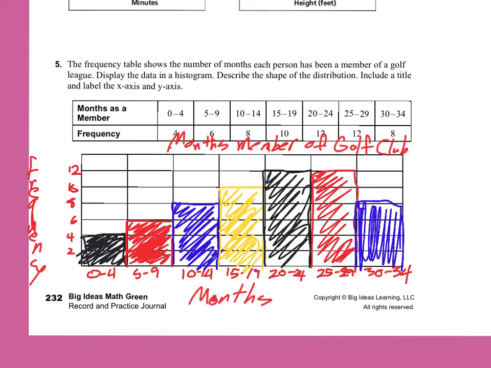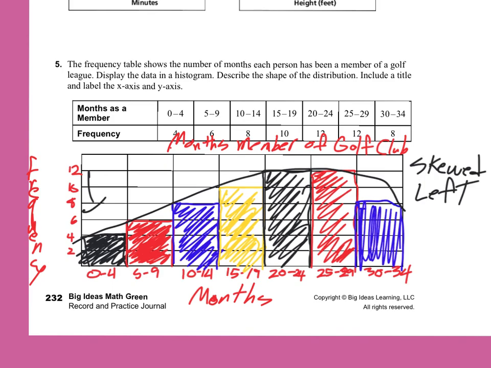We want to describe the shape of the distribution. So what is the shape of this distribution? Well, again, if we look at where the head is and where the tail is, I would say that this is the tail right here, and it's on the left-hand side. So we have some skewed left. Okay, so not too difficult.